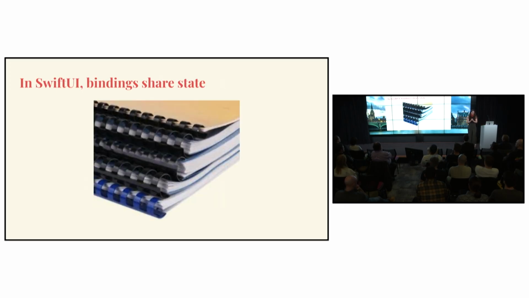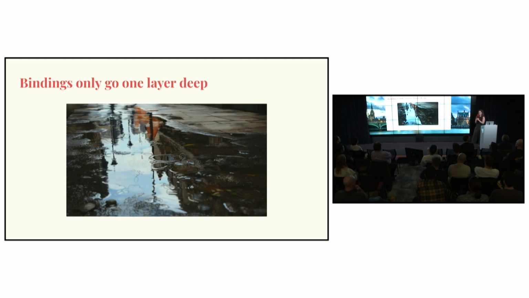I said I'd come back to them. So SwiftUI has bindings. The concept of bindings is where the parent can give state to the child, and the child can update the parent's state. Bindings can only go one layer deep. There is a very ominous note in Apple Docs that says, if you bring your binding multiple layers, very strange things will happen. I can confirm this is true.